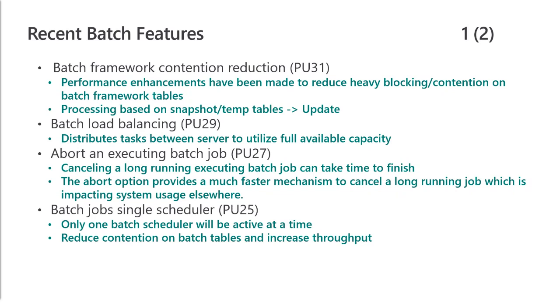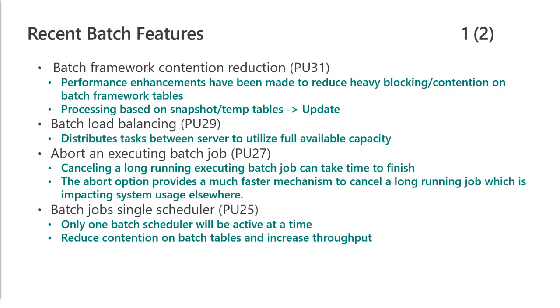On a similar note, we have the batch load balancing that was introduced in PU29. So this is an example where we try to optimize the way tasks are distributed between servers to make sure that at any given time we utilize the full available capacity. That is there as a default behavior.